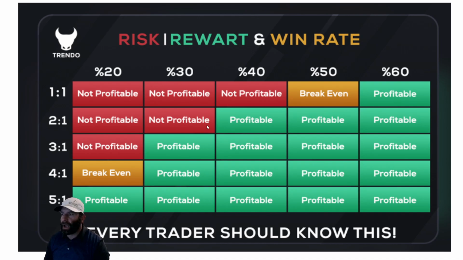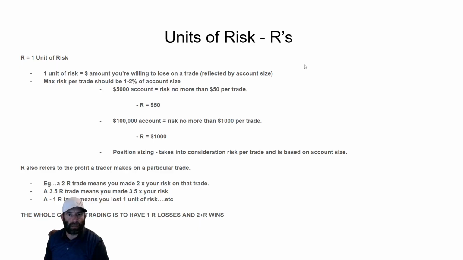So let me show you how I determine risk and reward here. I think in terms of R's. R equals 1 unit of risk. And 1 unit of risk is the amount you're willing to lose on a trade. And I use my account size to determine that.